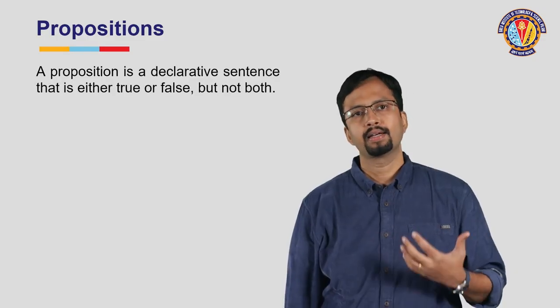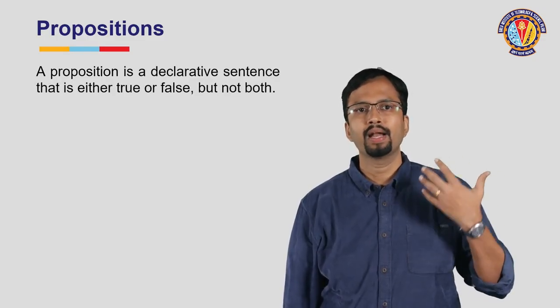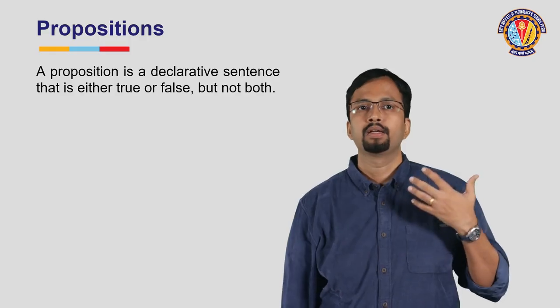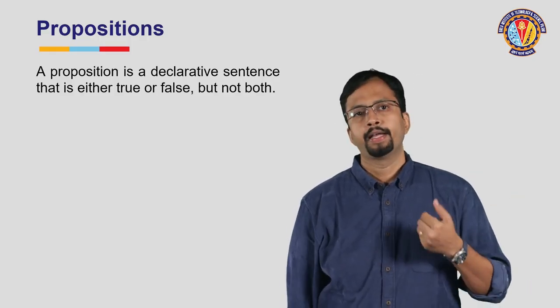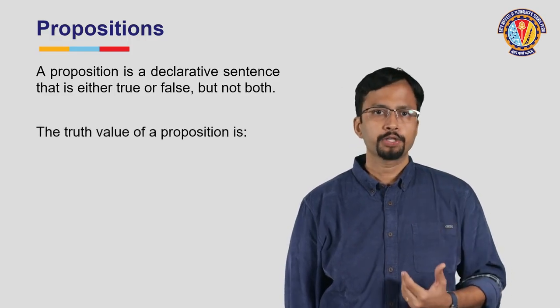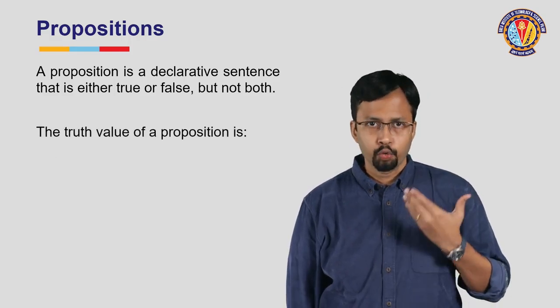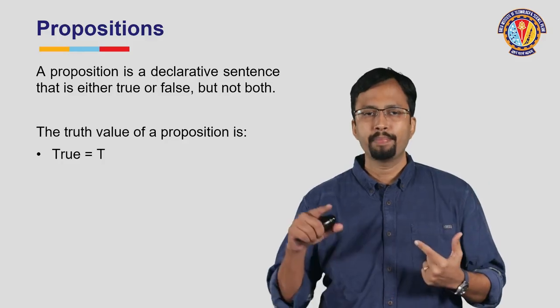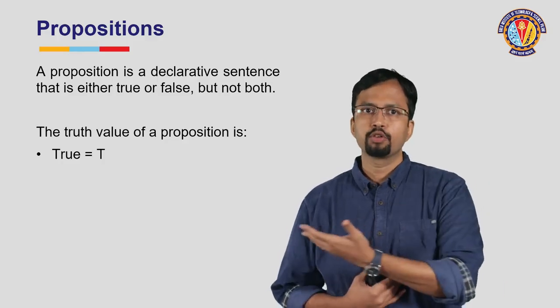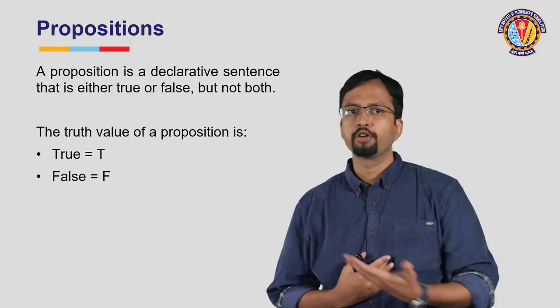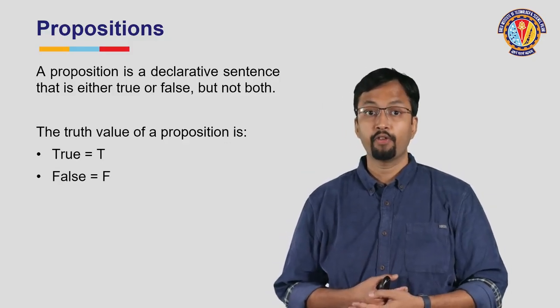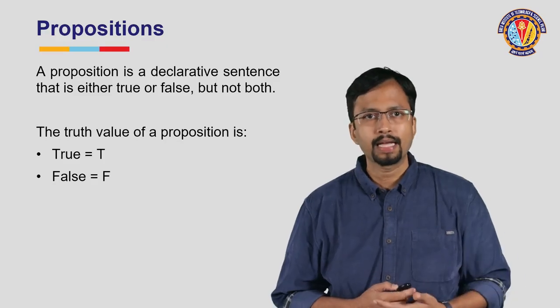So, a proposition is a declarative sentence, and by that I mean one that declares a fact which is either true or false but not both, alright. And furthermore, the truth value of a proposition is true, denoted by capital T if it is a true proposition, and the truth value of a proposition is false, denoted by capital F if it is a false proposition. So, let us look at some examples of this.